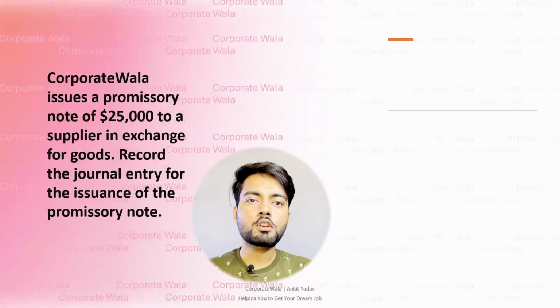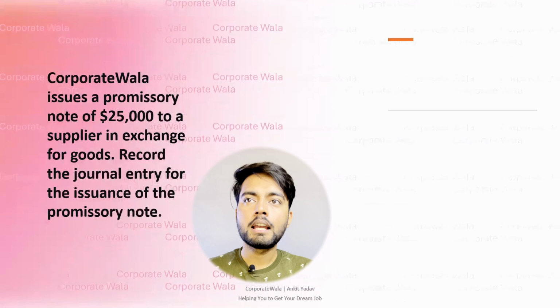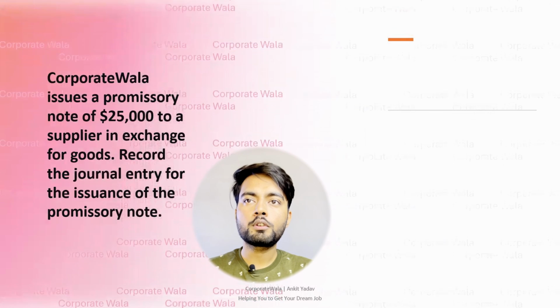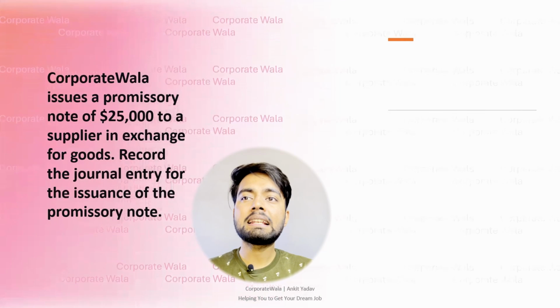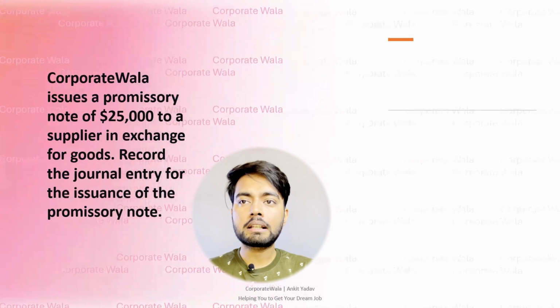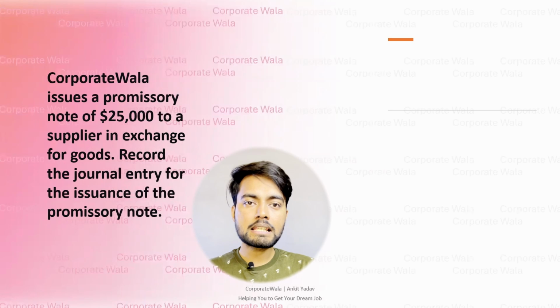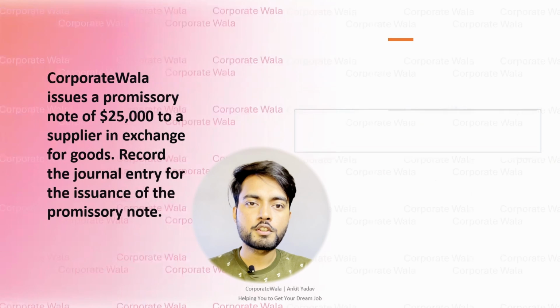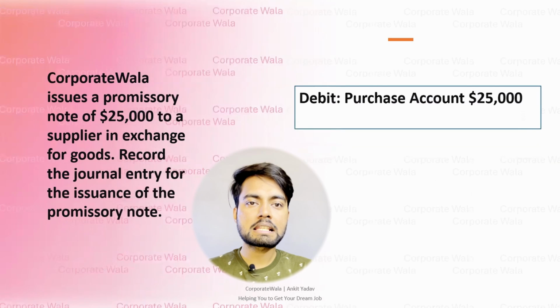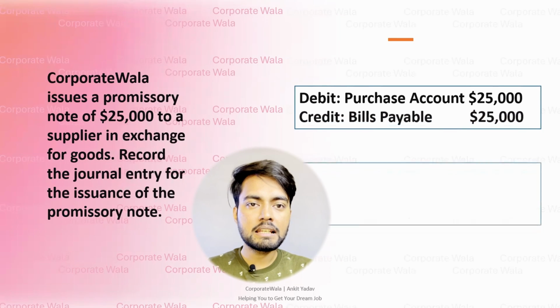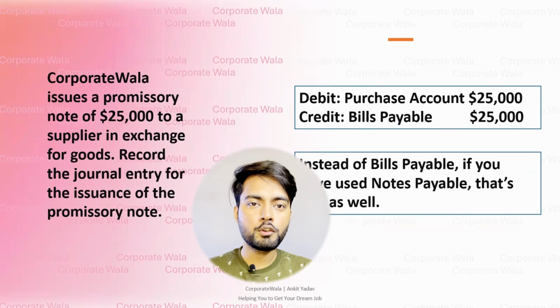Moving ahead, now let's talk about our next journal entry, which is CorporateWala issues a promissory note of $25,000 to a supplier in exchange for goods. We need to record this journal entry for issuance of the promissory note. So what is happening here? We are receiving the goods, but instead of paying them, what are we doing? We are giving them a promissory note or bills of exchange. So to record this transaction, what will we do? We will debit the purchase account because we are receiving the goods, and we will credit the bills payable or promissory notes or notes payable, whatever you want to use.